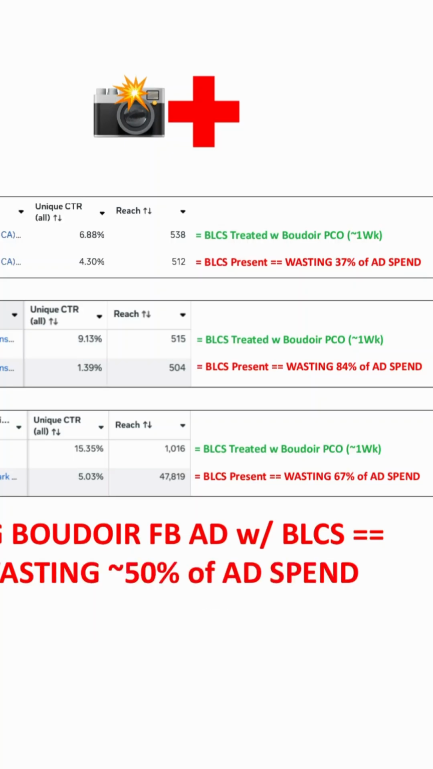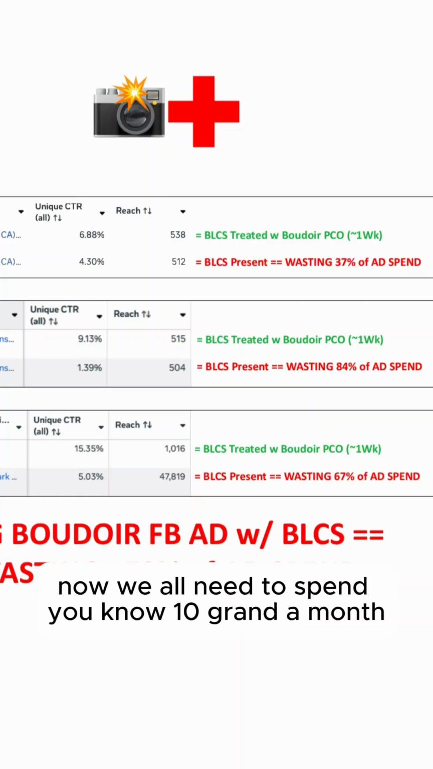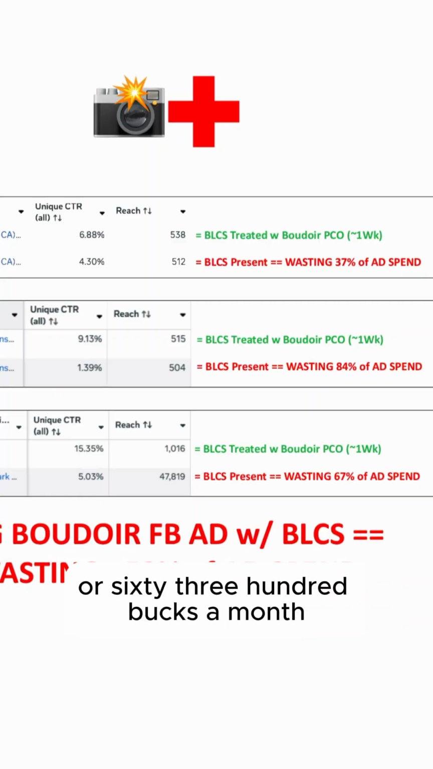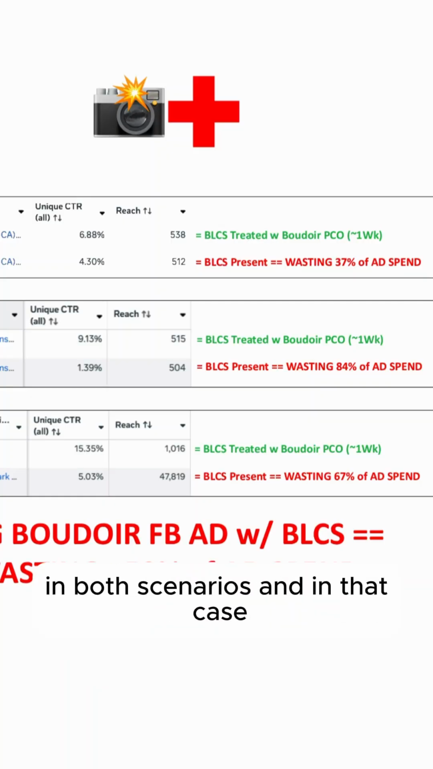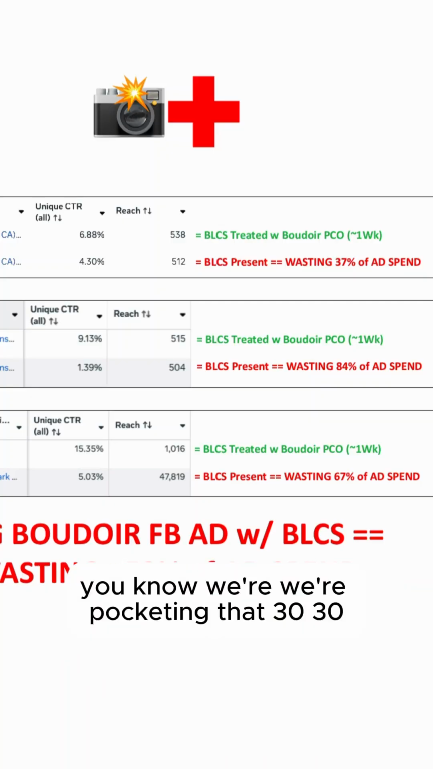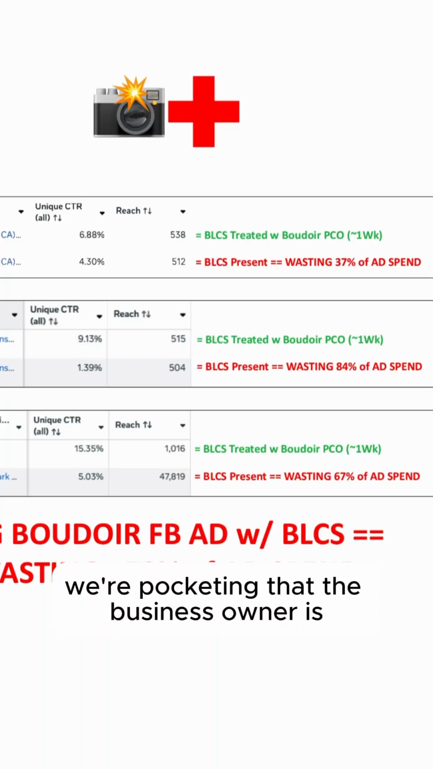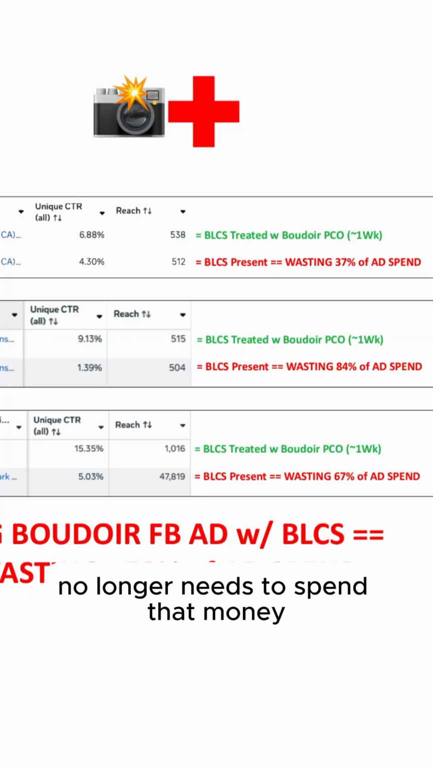So they're spending 10 grand a month on the original Boudoir Facebook ad. Now we only need to spend $6,300 a month on the Boudoir Pico treated ad to get our ads into the same number of women's brains in both scenarios. And in that case, we're pocketing the $3,700 a month that was previously wasted. The business owner is pocketing that by simply not needing to spend that money anymore.